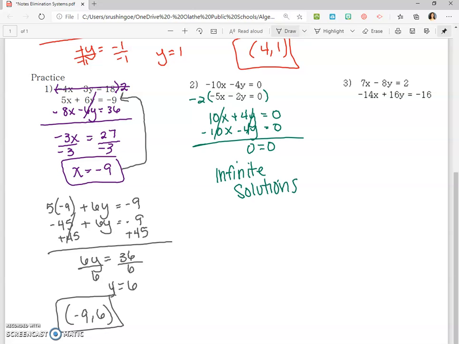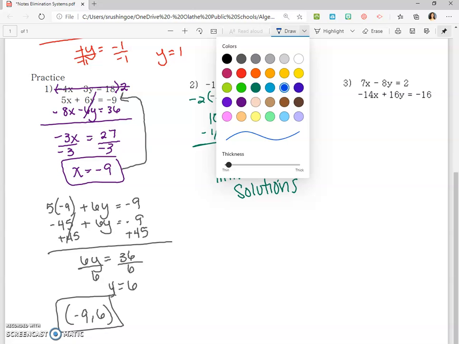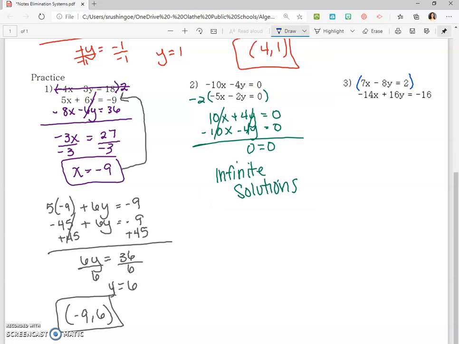All right, multiplying on this one. Let's go ahead and take this times 2. That will give me positive 14, negative 16y, and 4. So I'm going to get that to cancel, that's 0 on this side. And then when I add these, that's negative 12. Well, that's not true. That's false. And when it's false, it's no solution.